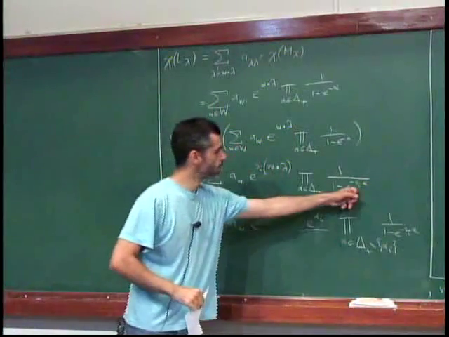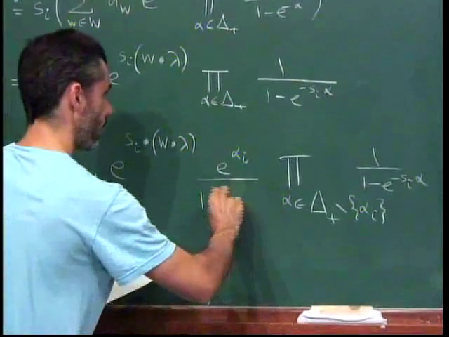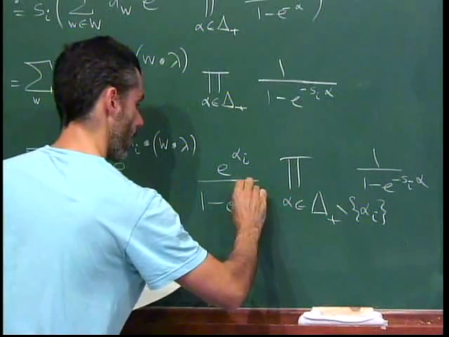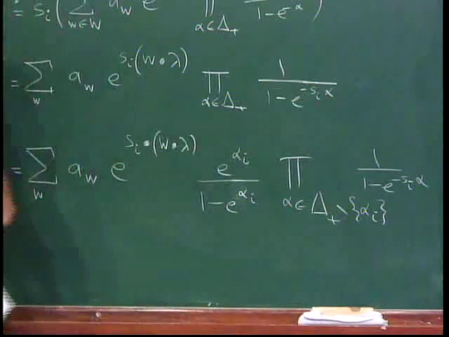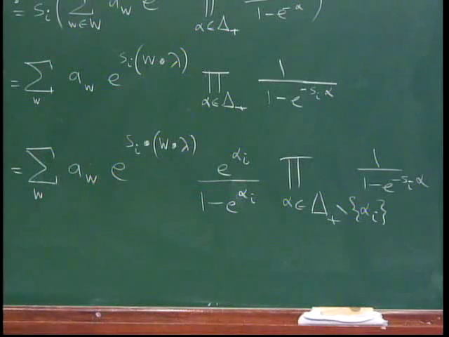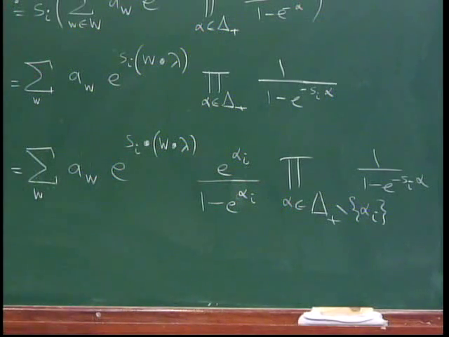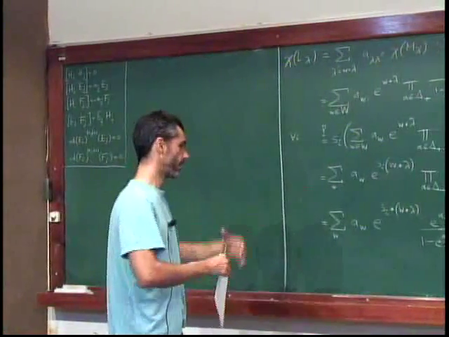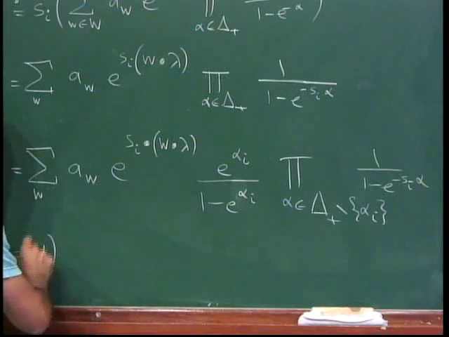And then this term, I take it out and put it here, and it becomes e to the plus alpha I. It was e to the minus alpha I, and now it becomes e to the plus alpha I. Well, what is that quotient here? E to the alpha I divided by 1 minus e to the alpha I. That's the same thing as minus, let me just write it. There's a minus 1 that comes out there.